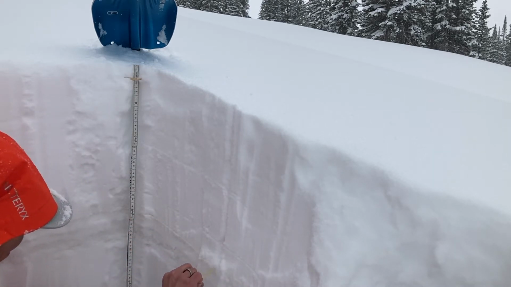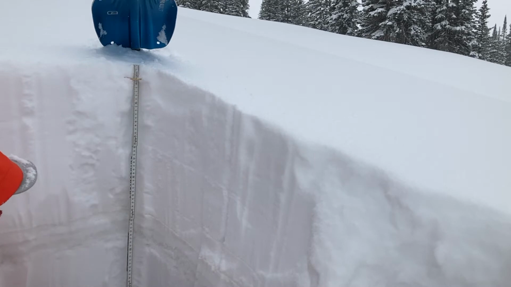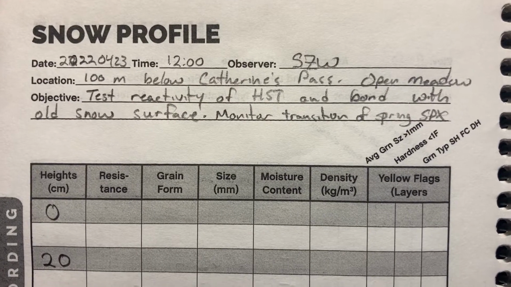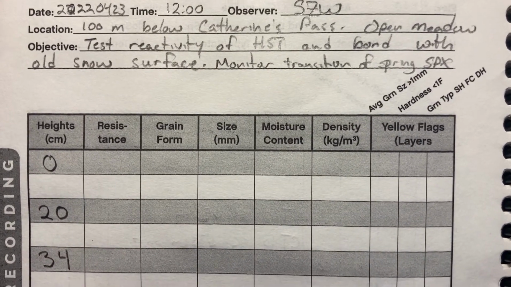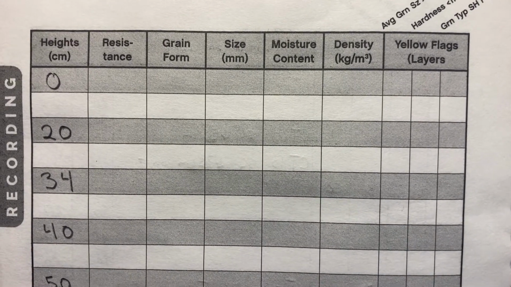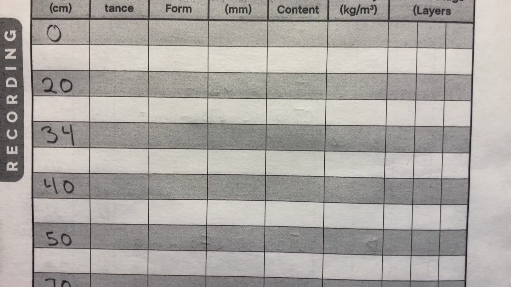Once you have identified all the layers in your profile wall, record them in your field book using the template provided. The online learning, as well as the Pro Fieldbook, provides a template. In each box that is shaded gray, you will record the height of each layer interface.